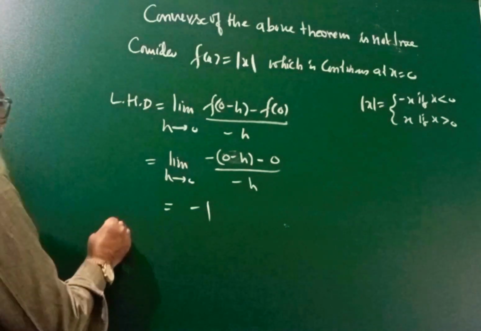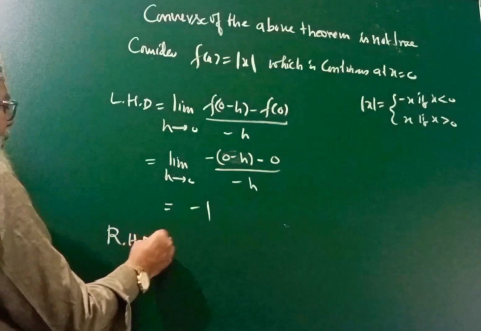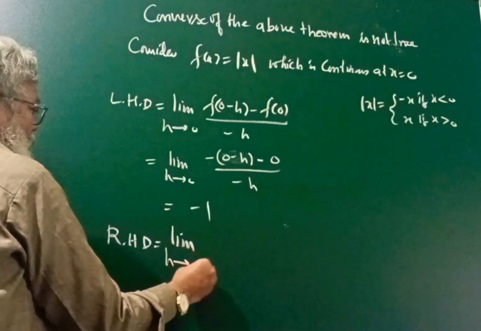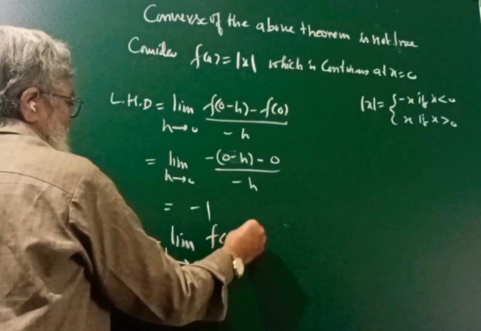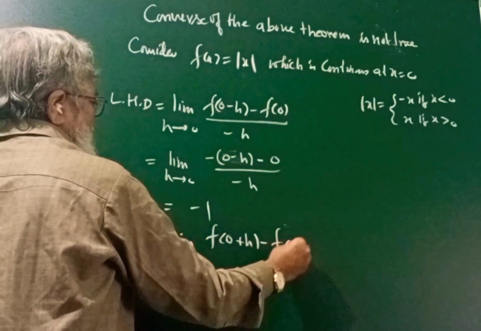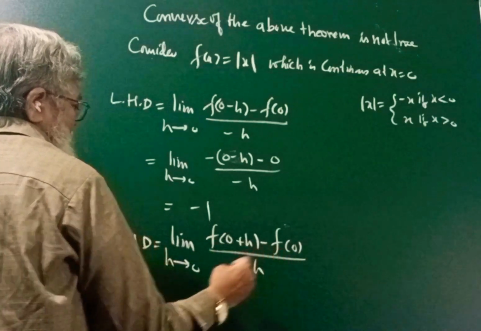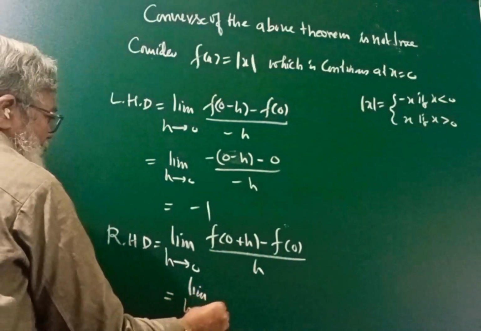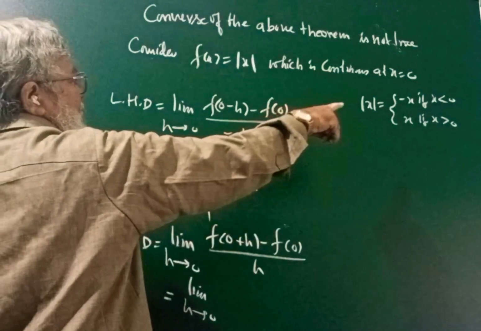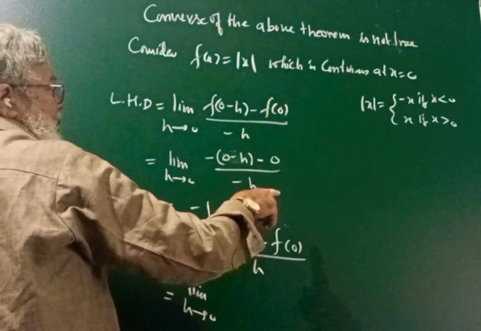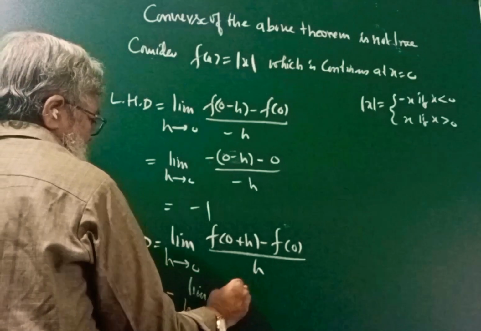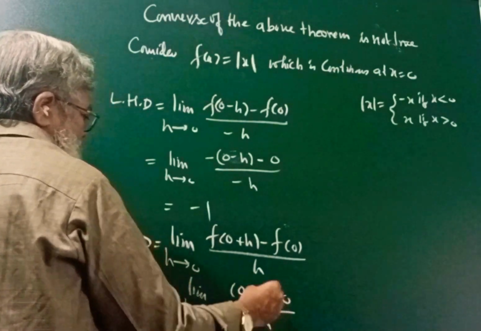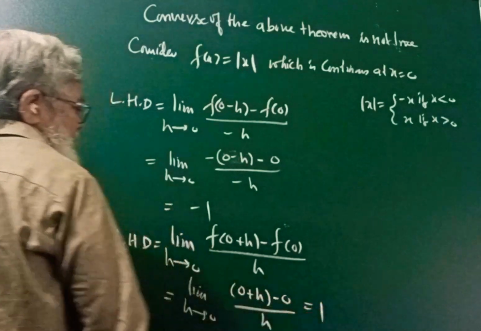Right hand derivative, let us check up. Right hand derivative is given by limit h tends to 0, f of 0 plus h minus f of 0 divided by plus h. 0 plus h means it is greater than 0. We directly write f of 0 is of course 0, h gets cancelled. The answer is plus 1.